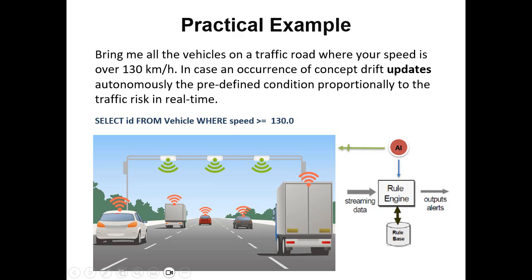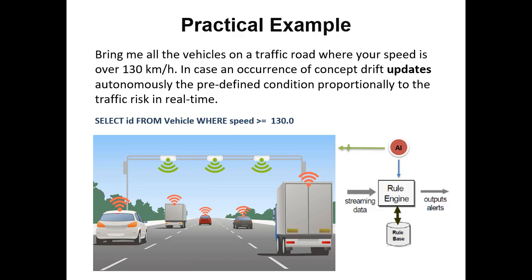For example, you say: bring me all the vehicles in the traffic road whose speed is over 130 kilometers per hour. In case of an occurrence of concept drift, it automatically updates the predefined condition proportionally to the traffic risk in real time. Well, we're going to create some rule like this. Just select the ID from vehicle.